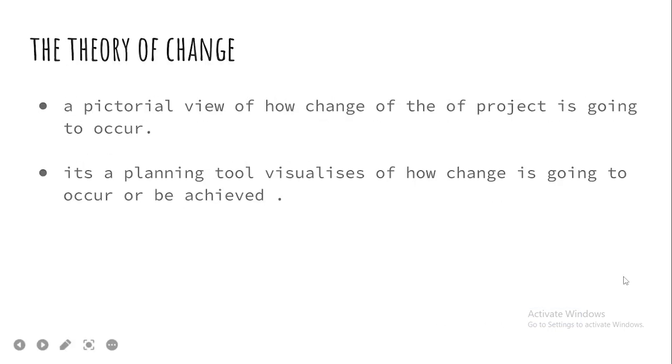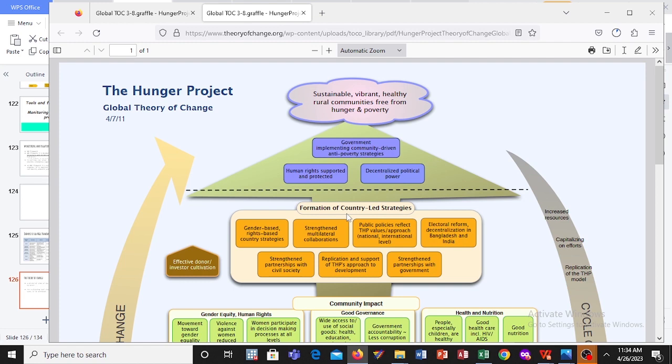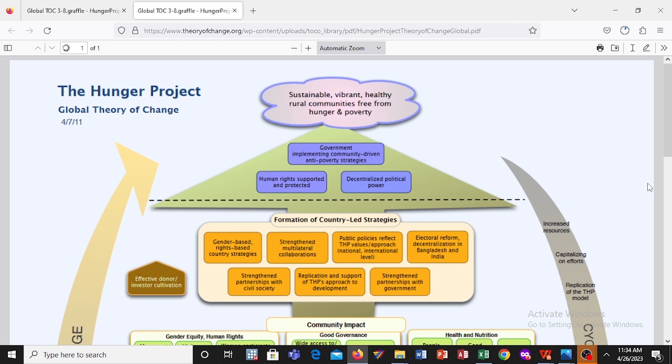An example of the theory of change. So above we have, so this is an example of the theory of change. This is an example I've got from the internet. You can search it out. You can review it. This is the Hunger Project, and this is the global theory of change.